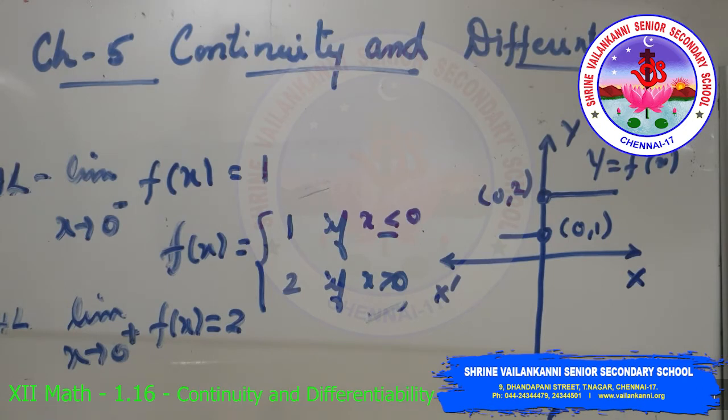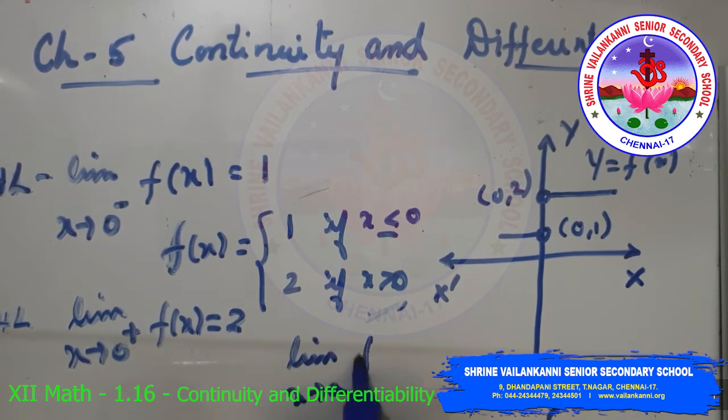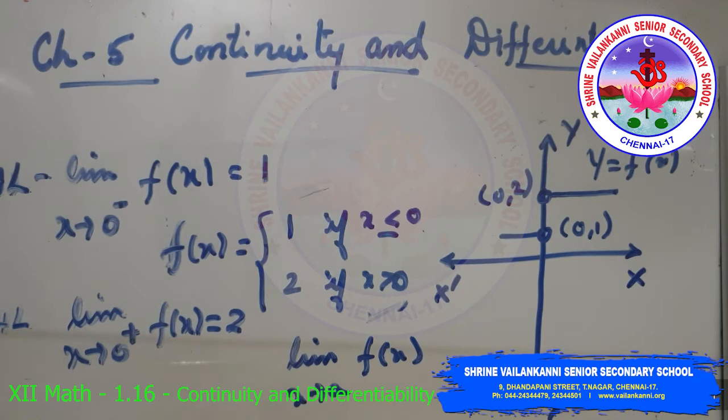We say limit x tends to a minus f of x, which is the expected value of f of x at x equal to a, gives a value of f near x to the left of a, and this value is called the left hand limit of f at a. Similarly, the right hand limit is to the right of a. If both left hand and right hand limits coincide, we say that the common value is the limit of f of x at x equal to a, and it is denoted by limit x tends to a, f of x.